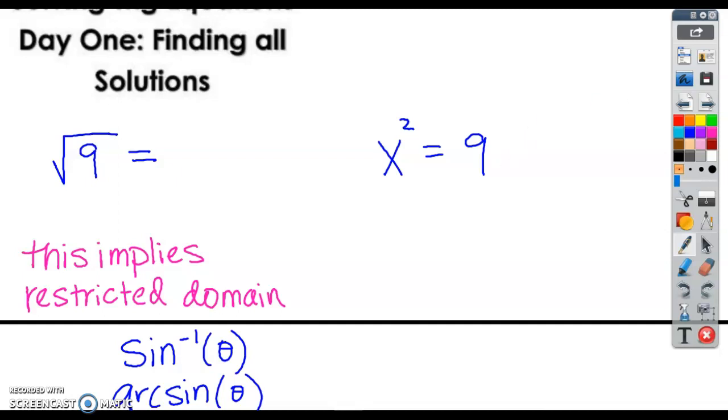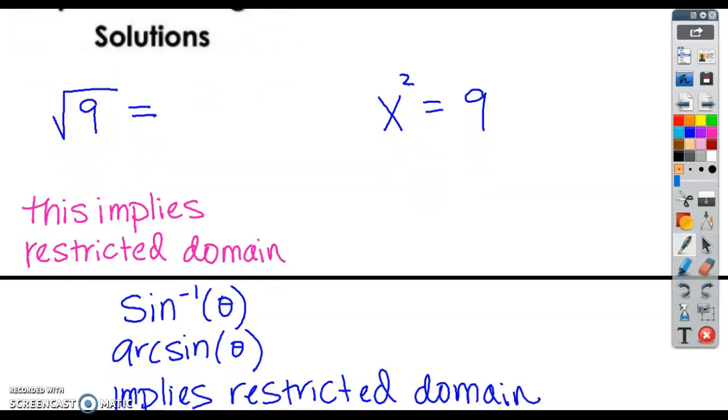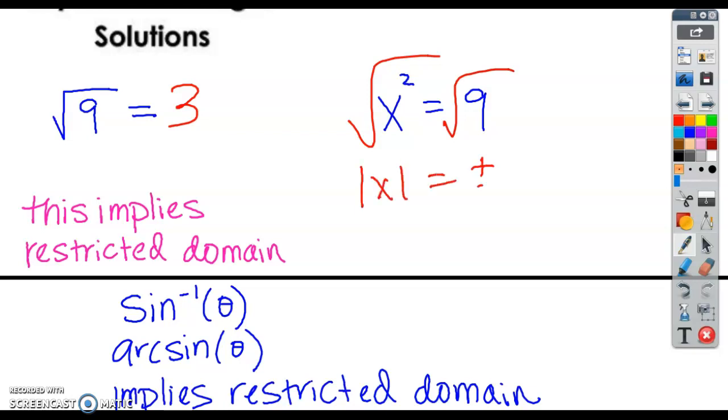Okay, pre-calculus. We're on Unit 5, Day 1. We are going to quickly go over this concept first. If you take the square root of 9, you know that is just 3. However, if you have a function, the square root of x squared, you end up getting the absolute value of x. This ends up being a plus or minus 3.